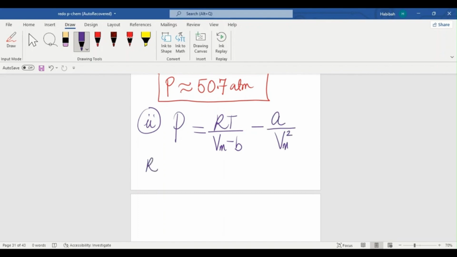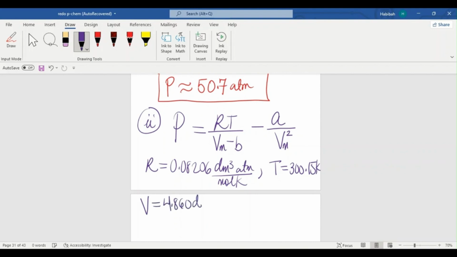We have the R, the gas constant, to be 0.08206 dm cube atmosphere per mole Kelvin. Okay. We have the temperature to simply be 300.15 Kelvin. We have the volume to simply be 4.860 dm cube.